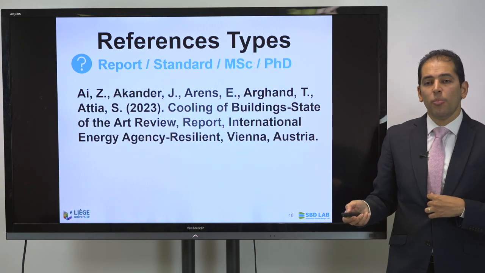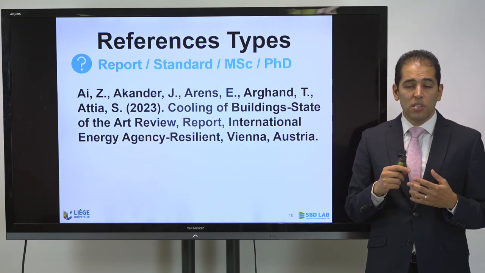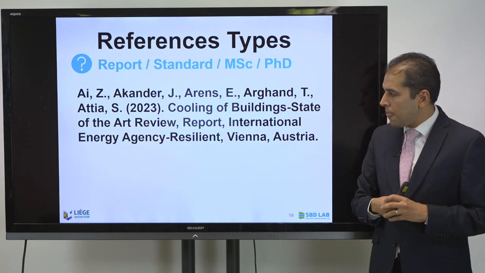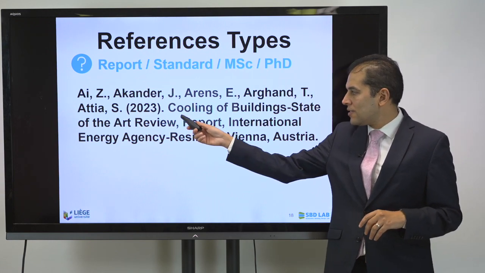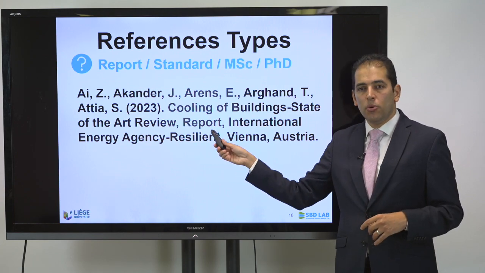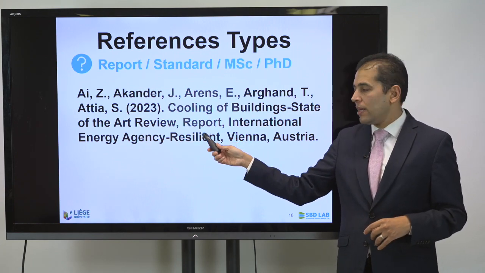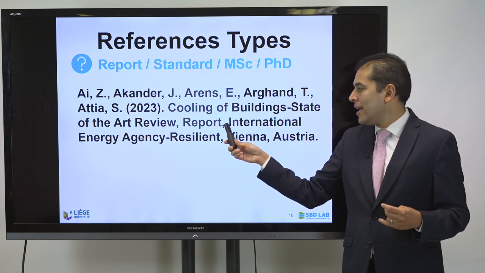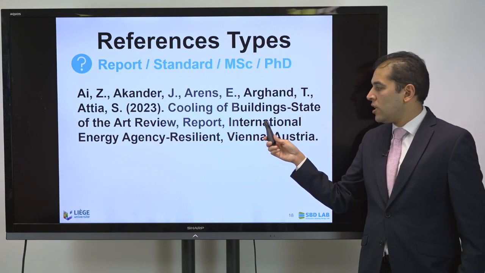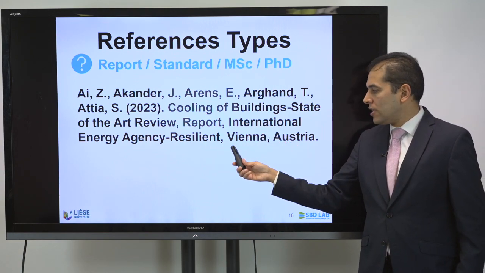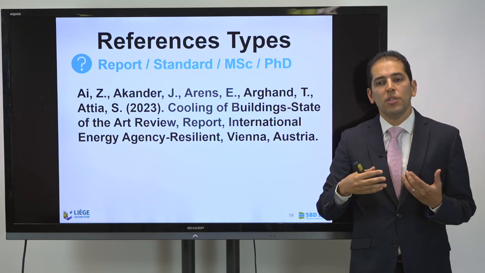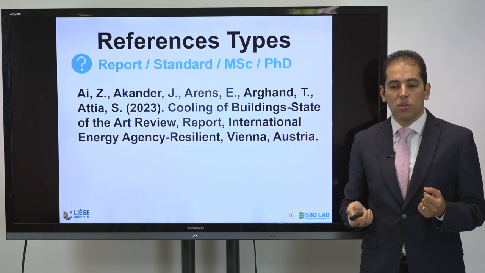Now let's take another example with citing a report or standard or a master thesis or a PhD dissertation. They're very close. We'll have, again, the name of the authors, the year, the title of the document, and then the nature of the document. Here you should say report, or you say a standard, or you say master thesis, or you say PhD dissertation, and then you should say the publisher or the organization, whether it's a university or an agency or an institution, and then you can say the city, and you must say actually the city and the country. So this is how we cite a report, a standard, or a master thesis or a PhD.